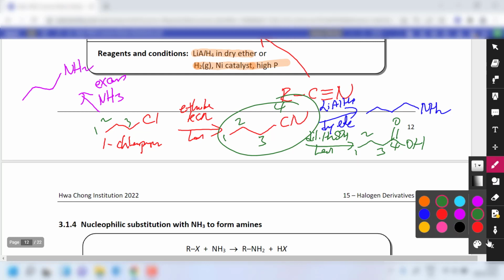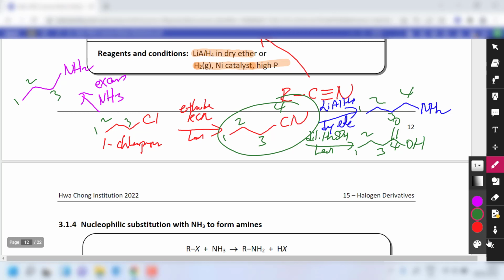If you do a quick numbering of the carbon, the one in purple has only 3 carbon, the one in blue has 4 carbon, due to the fact that before I reduce the nitrile, I already added a cyanide, which increases the carbon counts by 1. So this kind of question tends to be asked in exams.